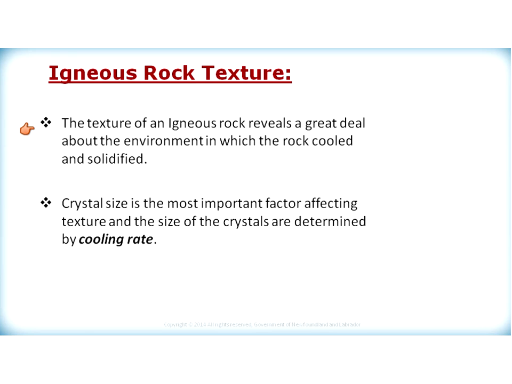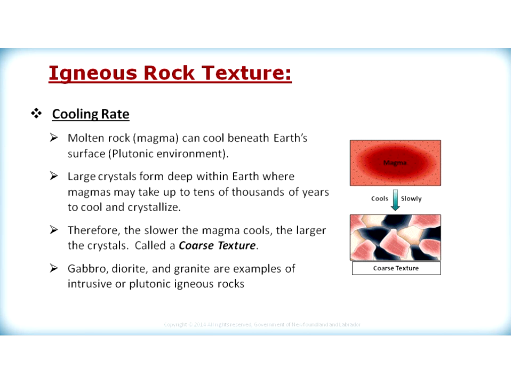Crystal size is the most important factor when we look at texture, and the size of the crystals is determined by the rate at which the molten rock cools. If the molten rock cools beneath the surface, it tends to cool slowly, creating bigger crystals. And if the molten rock cools at the surface, then it tends to cool quicker and has smaller crystals. So cooling rate is probably the single most important factor when looking at igneous rock texture.